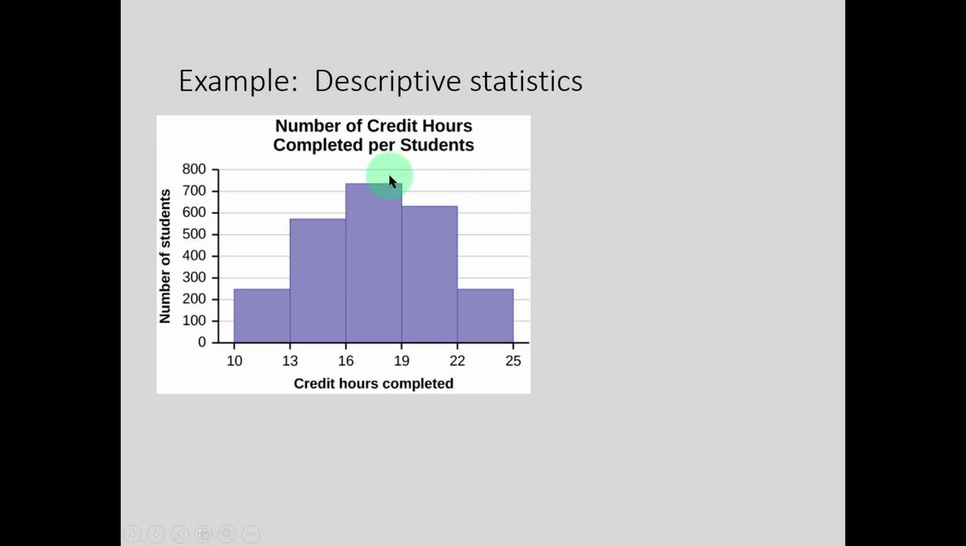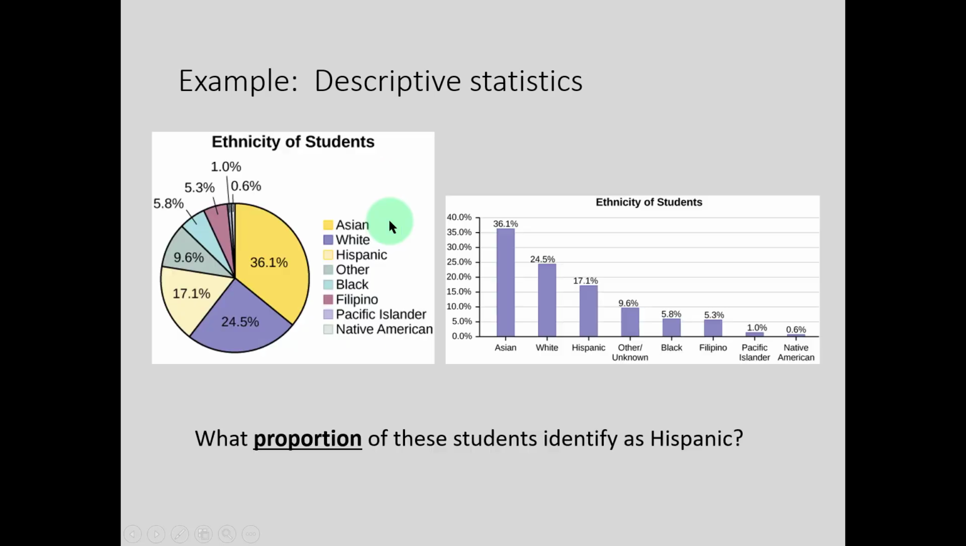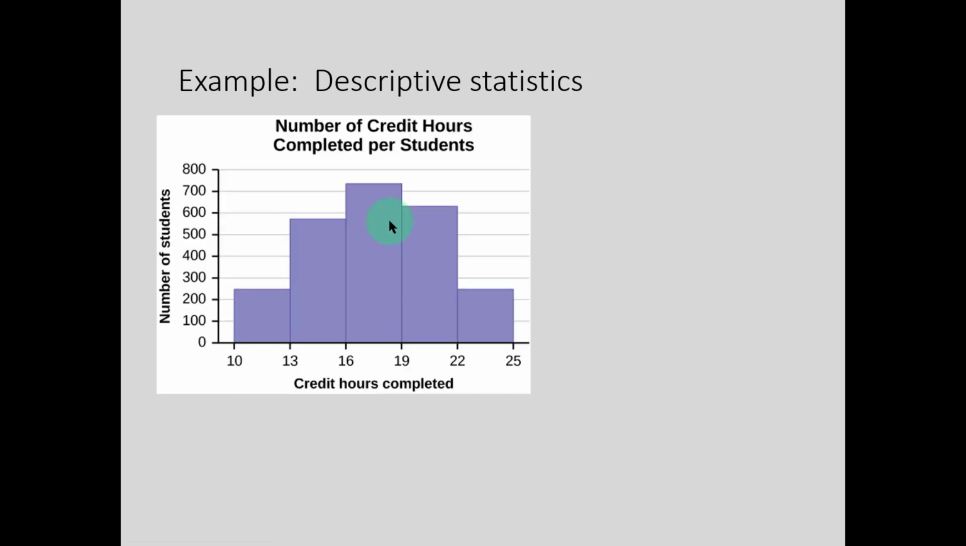Okay, what we got here is another type of image. It looks kind of like that bar chart, but there are some differences, and we're going to discuss those in more detail in the future. But let's see, we've got the number of credit hours completed per student. So it looks like there were lots of students sampled here, and we've got some number of credits achieved. It looks like it varies from about 10 all the way up to 25.